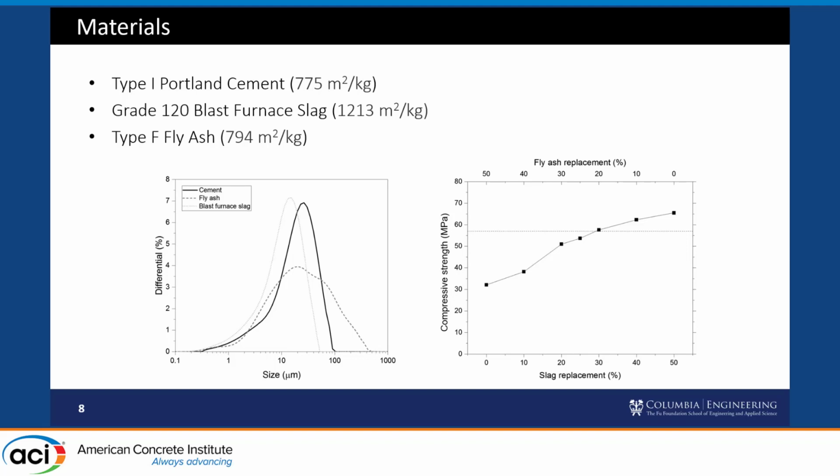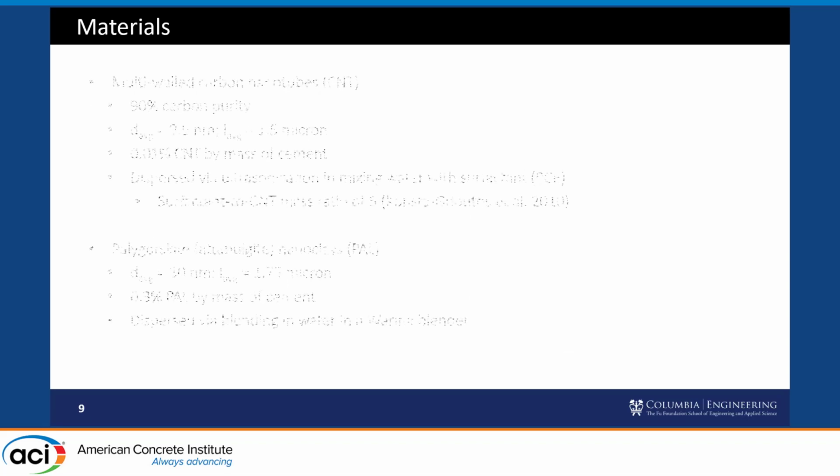What we did was we tested the 28-day compressive strength of mixes that were composed of 50% OPC and then different proportions of fly ash and slag. So that's what's plotted there to your left. The horizontal line indicates the 100% OPC. Around 25% fly ash and slag, we get comparable strength, and so that's what we went with. So we're going to be comparing 100% OPC and then 50% OPC, 25% fly ash and slag.